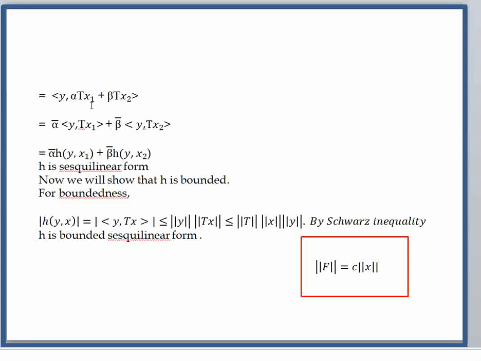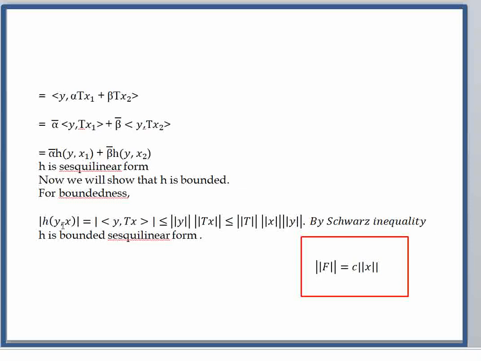By the right argument, the conjugate comes first in a sesquilinear form, and if we apply it on the left argument, then the same α and β will come outside. So from the axiom of the sesquilinear form, it is proved that h is also a sesquilinear form. Now we will show that h is bounded. For boundedness, we will use the Cauchy-Schwarz inequality. Here is the definition.